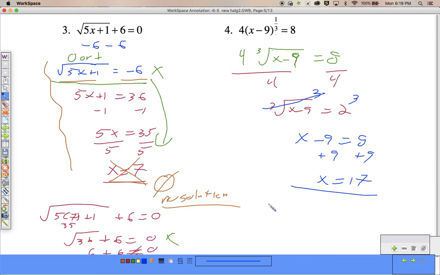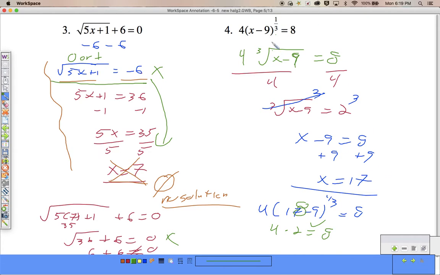All right, to check, 17 minus 9 is 8. Cube root of 8, because that's the 1/3 power, is 2. My answer works. So always, I keep saying it, go back and check your answers. Because back here, if you gave me 7 as an answer and you didn't mark it out, I would have to take off points because it doesn't work. Double check your math and make sure.